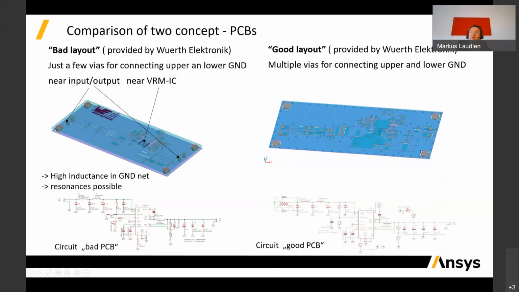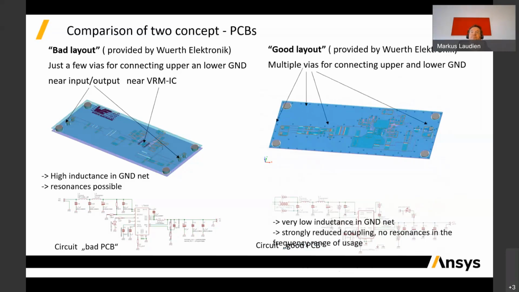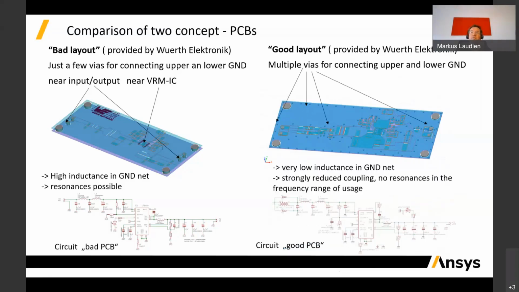The good layout looks completely different. You see, you have a via fence, you have vias nearby the traces and also near the switching part. So this is really much, much better, and it has a lower inductance.